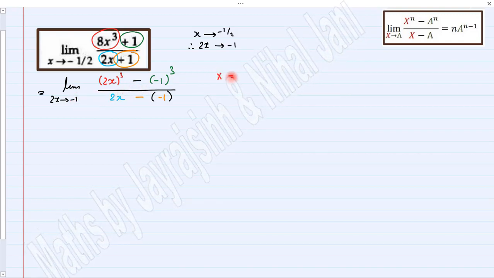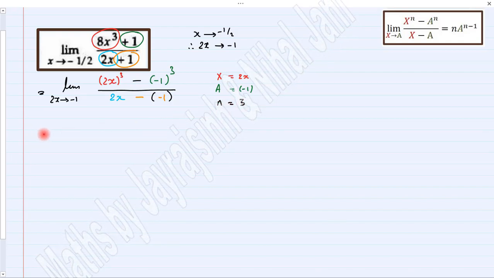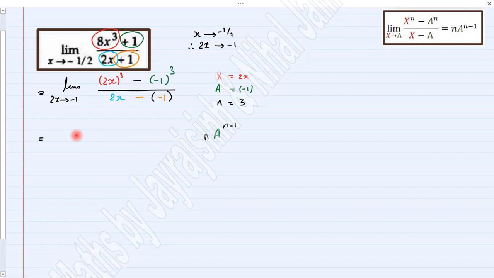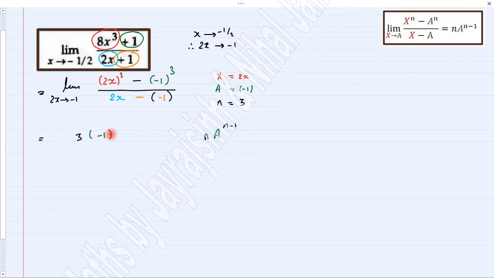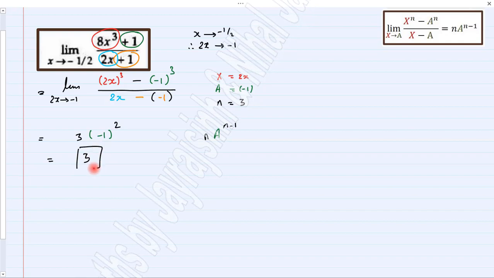We get our X as 2 small x, your capital A as minus 1, and your n as 3. So by applying the formula, your answer can be obtained by n into A raised to n minus 1, or we can say 3 into (minus 1) raised to 3 minus 1, which is 2. So your final answer is 3. Ta-da!